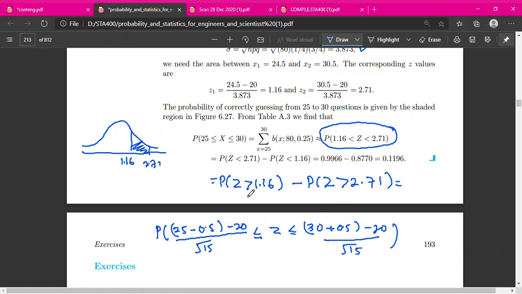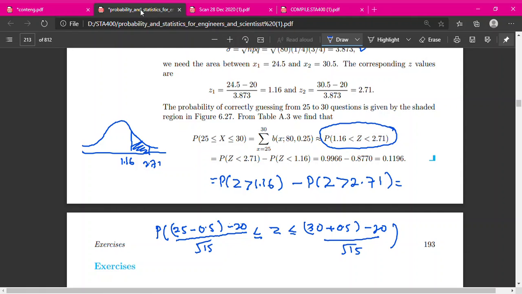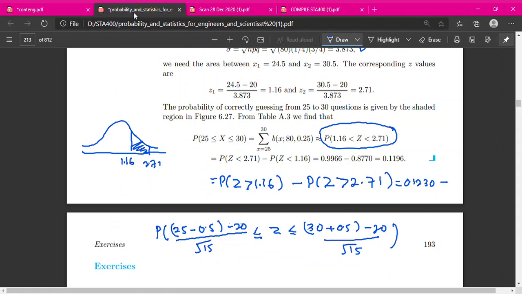So, kalau this one, 1.16, 0.1230, minus dengan 2.71, 0.00336. So, you akan dapat jawapan yang sama, 0.11964.